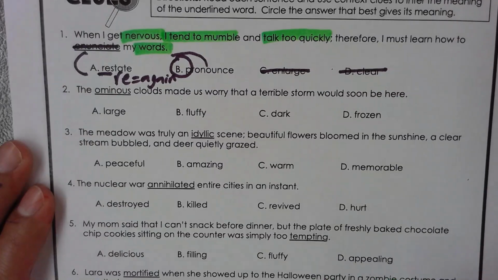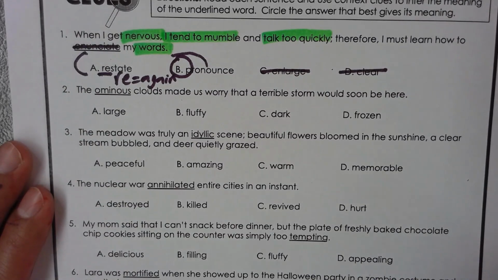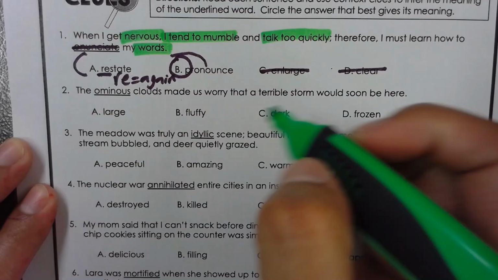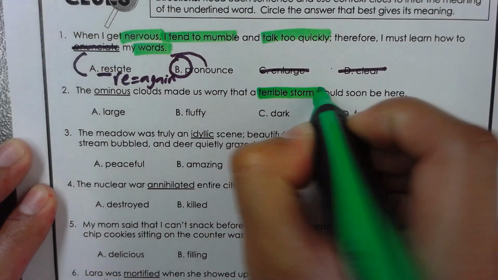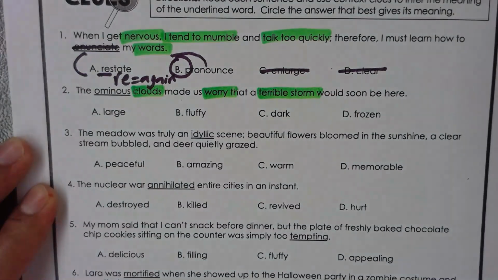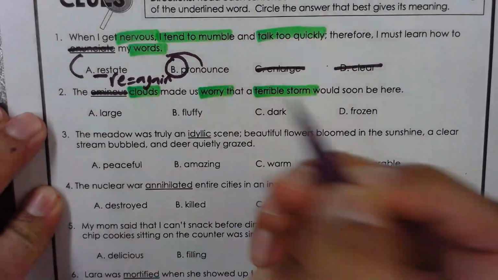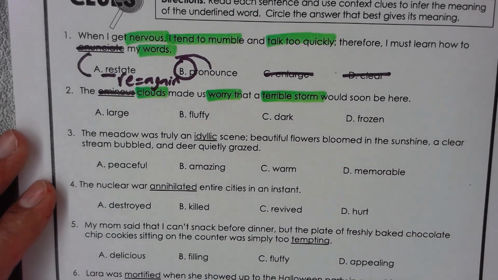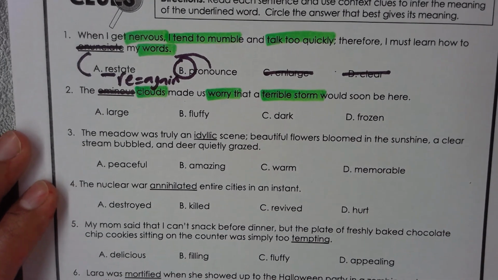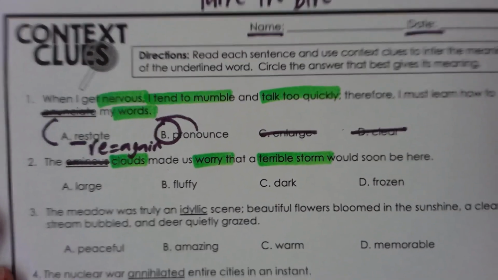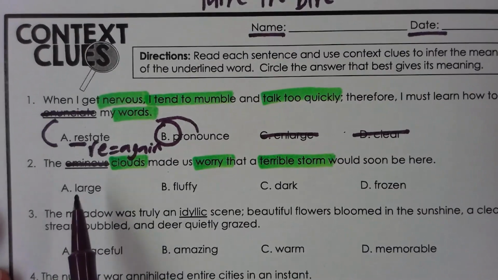The ominous clouds made us worry that a terrible storm would soon be here. I want you to get your highlighter, and I want you to highlight your context clues, which are terrible storm, clouds, and worry. Now, we know that the word ominous has something to do with worrying because these terrible storm clouds are coming. So after we highlight our context clues, good readers know that you have to go back and plug in your possible meanings for the word ominous.